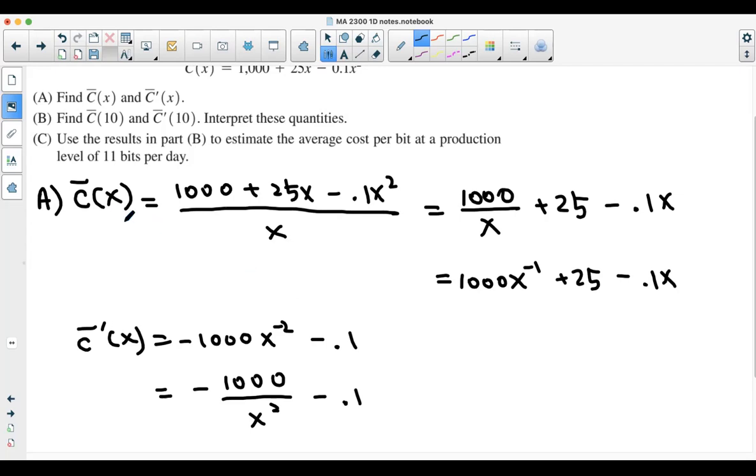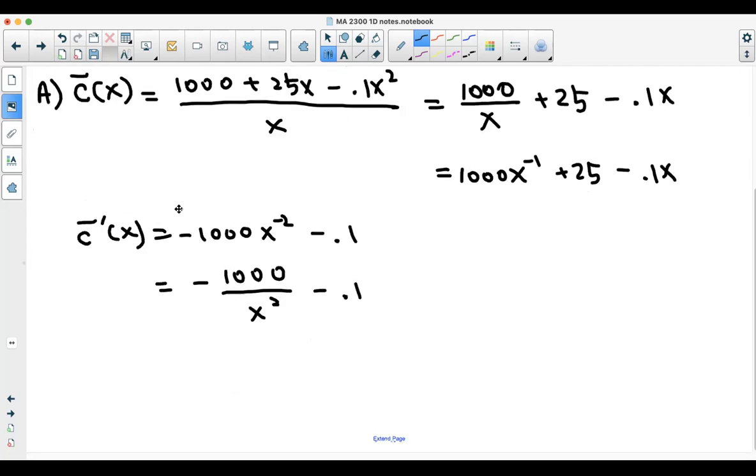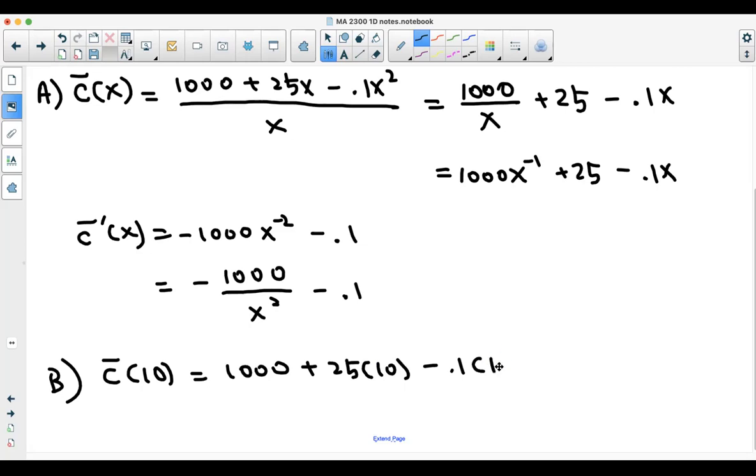Part B is they want you to calculate C bar of 10 and then C bar prime of 10. So C bar of 10, I'm just going to plug in 10 in place of x's here. So we get 1000 plus 25 times 10 and minus 0.1 times 10 squared, divide the whole thing by 10. Okay, but the actual calculation, I'm going to use my calculator. So that's my value, right?